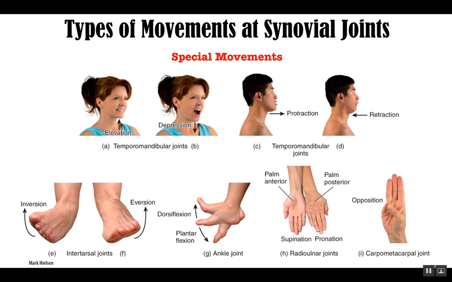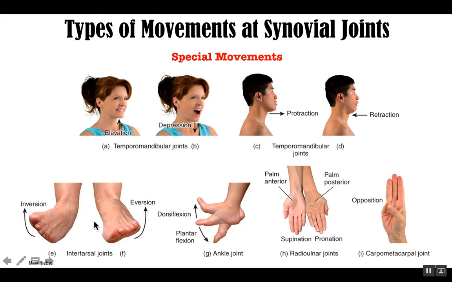Some special movements, just at certain joints, we like to use these terms. Your TMJ, your temporomandibular joint, allows elevation and depression. So if you are chewing your food, you often elevate and depress the mandible. You also protract and retract the mandible. So your TMJ is actually a hinge joint. It opens and closes. It also has a planar, or plane joint, portion, where it can slide forward and backwards. It can also slide side to side, which we call lateral excursion.